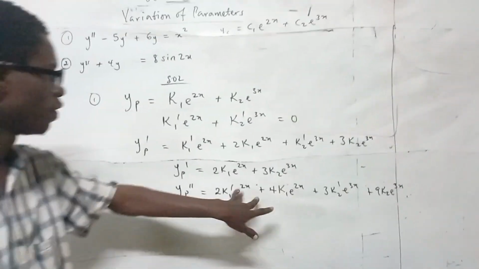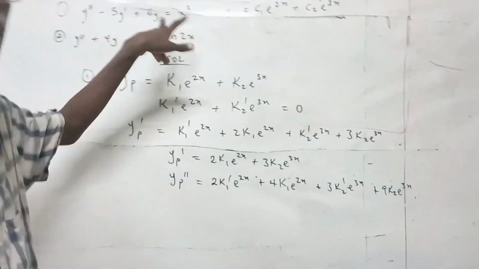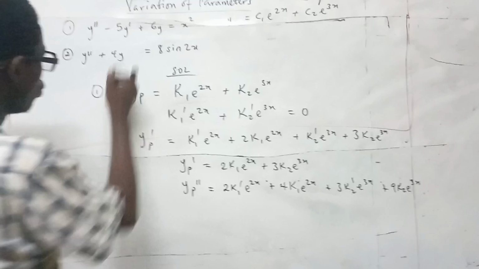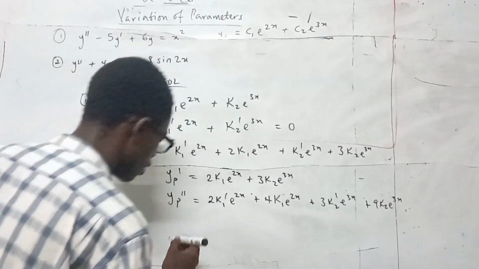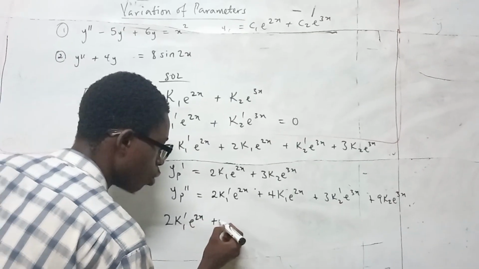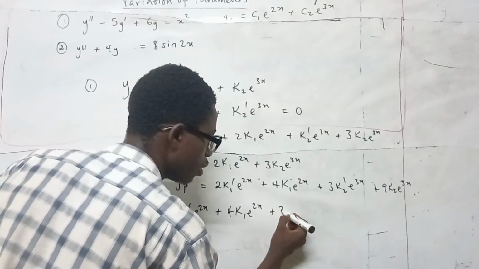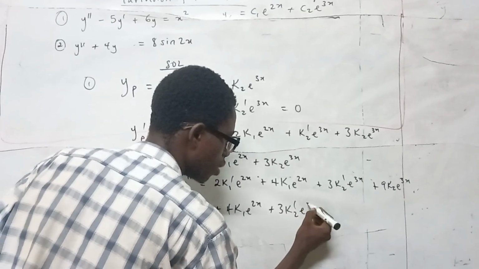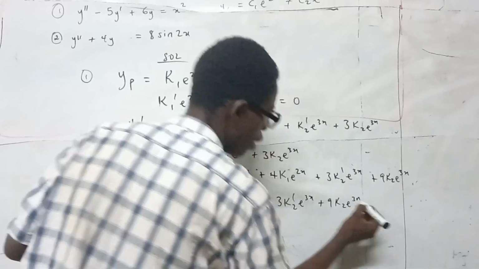So now we are going to fit these into the equation that we already have, with y double prime, this one. So I will not write it up. Let me write it again. 2K1 prime e raised to power 2x plus 4K1 e raised to power 2x plus 3K2 prime e raised to power 3x plus 9K2 e raised to power 3x.